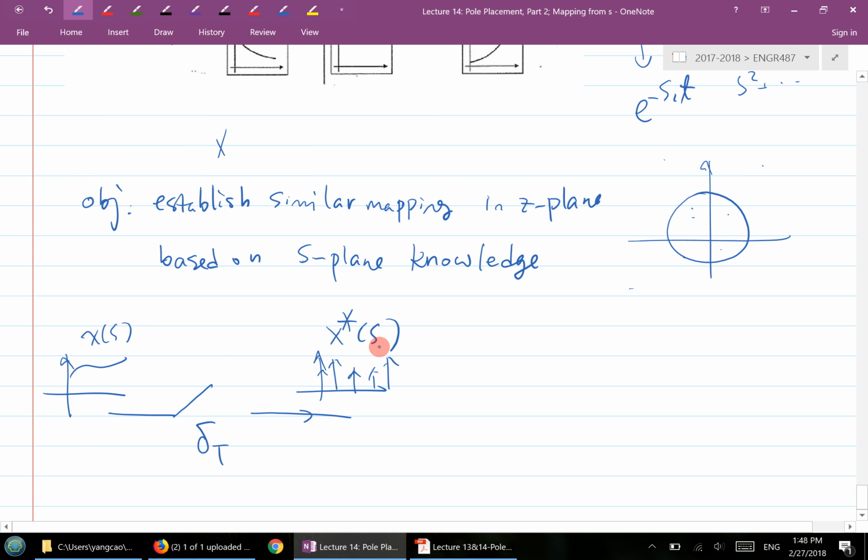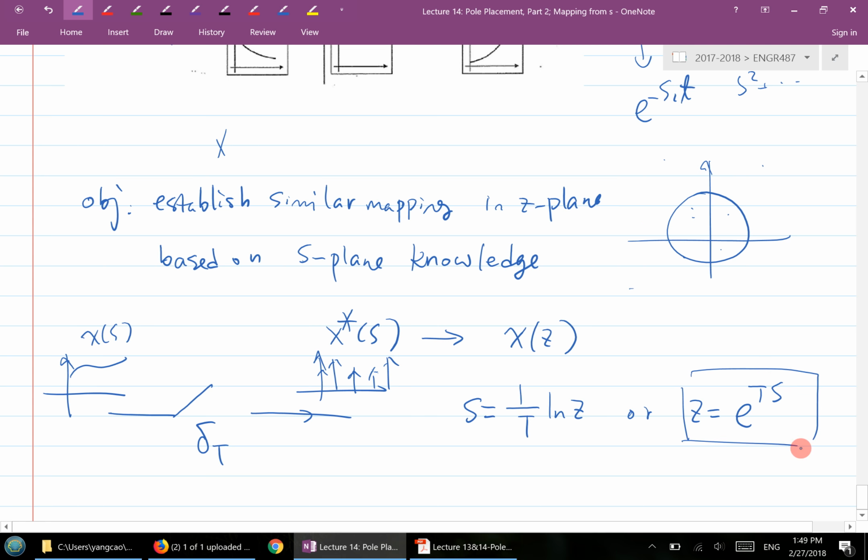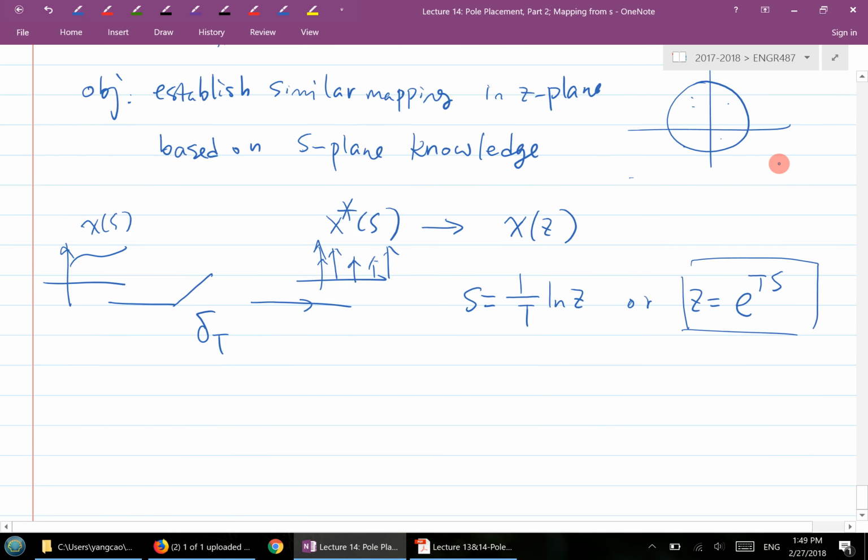From x star of s, we'll be able to get X of z. How do you transform from x star to X of z? You replace s with 1 over T ln z, or, which is what? z equals e to the power of Ts. That's the connection between the Z and the S here. So this basically establishes a mapping from the S to the Z.